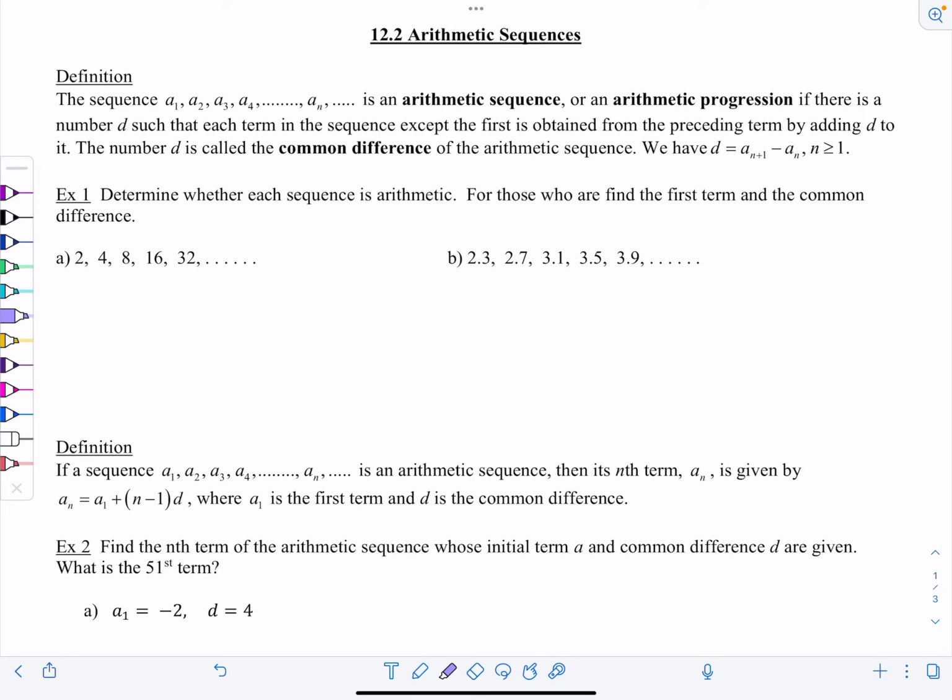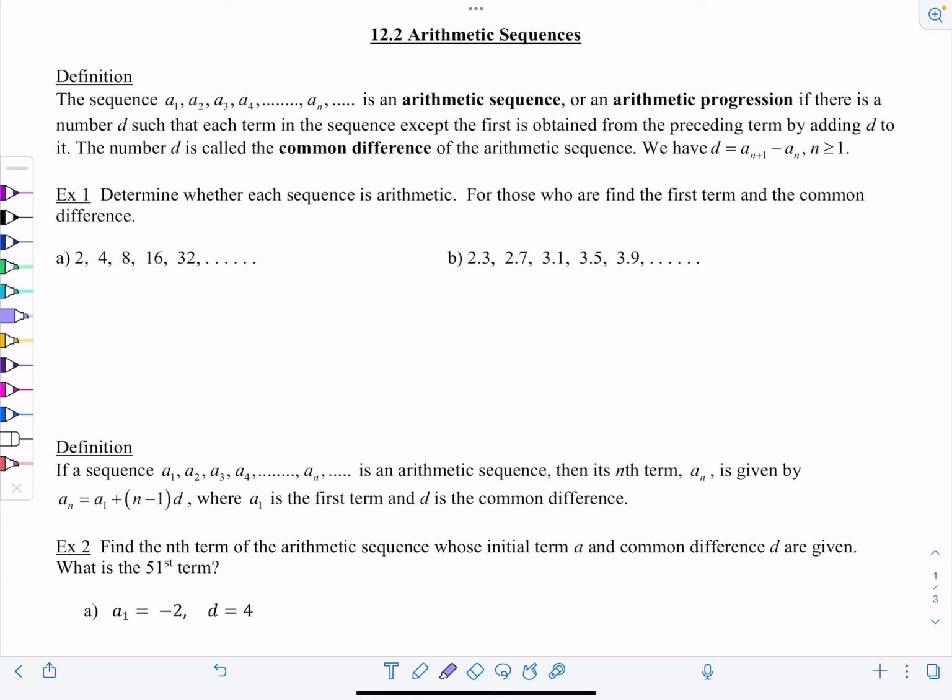In this video, we're going to learn about arithmetic sequences. An arithmetic sequence is basically a sequence where you have a common difference, which is just some number that you keep adding to get from one term to the next. So let's look at the formal definition.